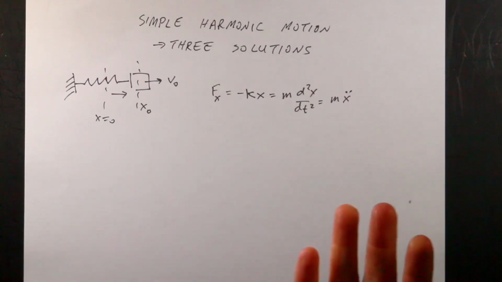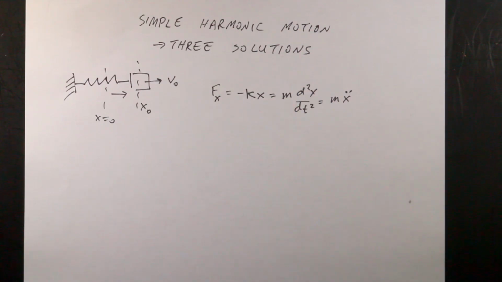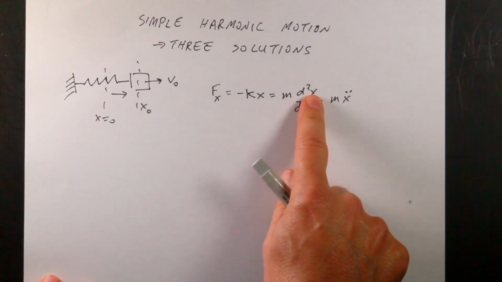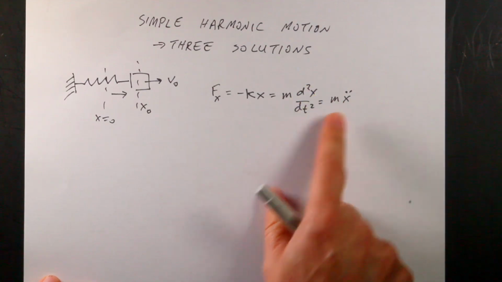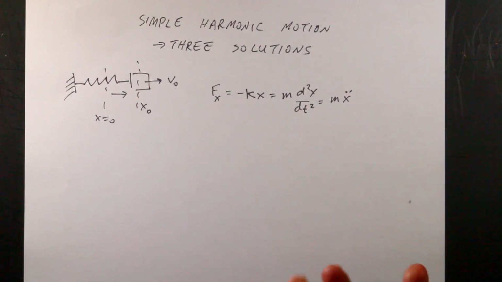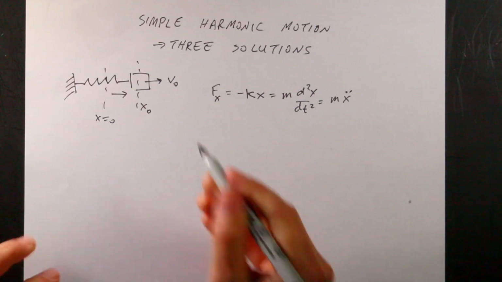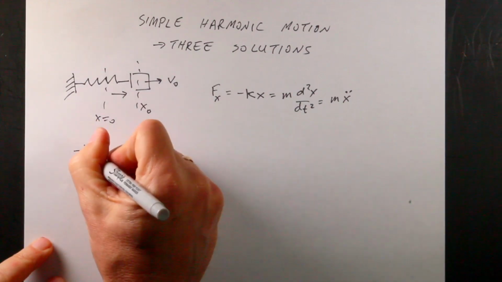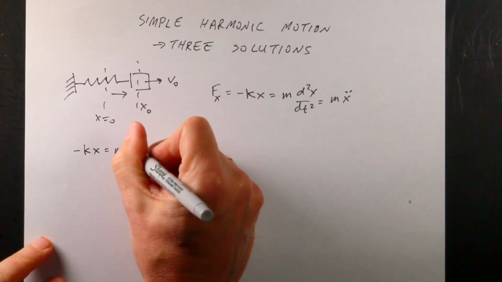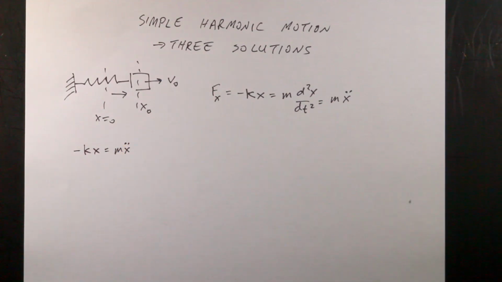And here's the physics trick. I mean, it's just because we're kind of cool. But instead of writing the second derivative of position with respect to time as the acceleration, we're going to write that as m x double dot. So that x double dot is the second derivative with respect to time. It makes us look cool, and we like that. We like to look cool. So we have this equation: negative kx equals m x double dot. That's the equation that we want to solve.